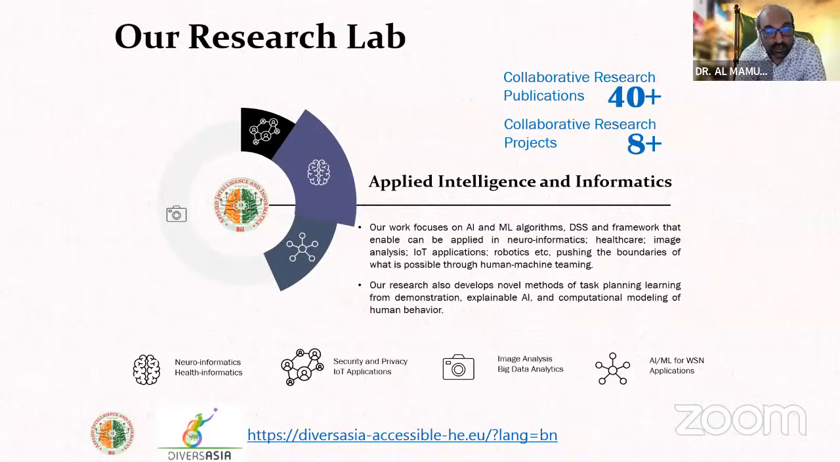For the Diverse Asia project, you can go through this website. It's in both Bangla and English, as we are in Bangladesh. So for language communication, they have published the website in both Bangla and English. You can go through there. And this is inclusive education for all.